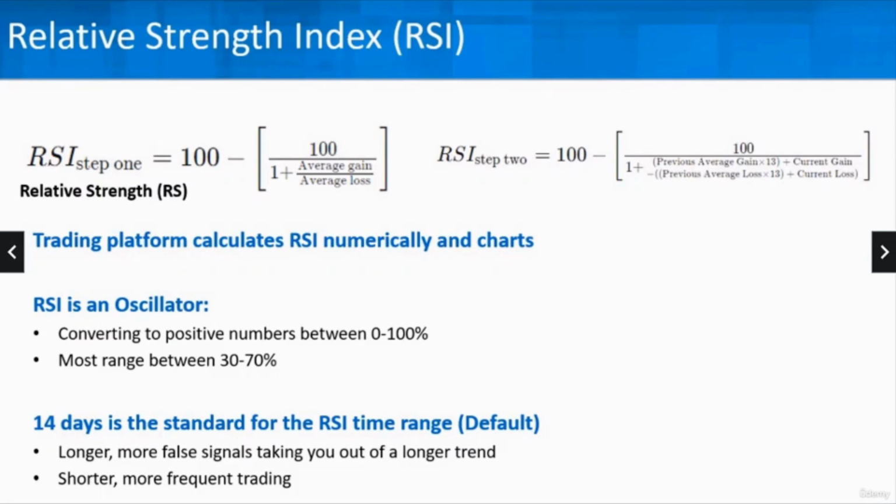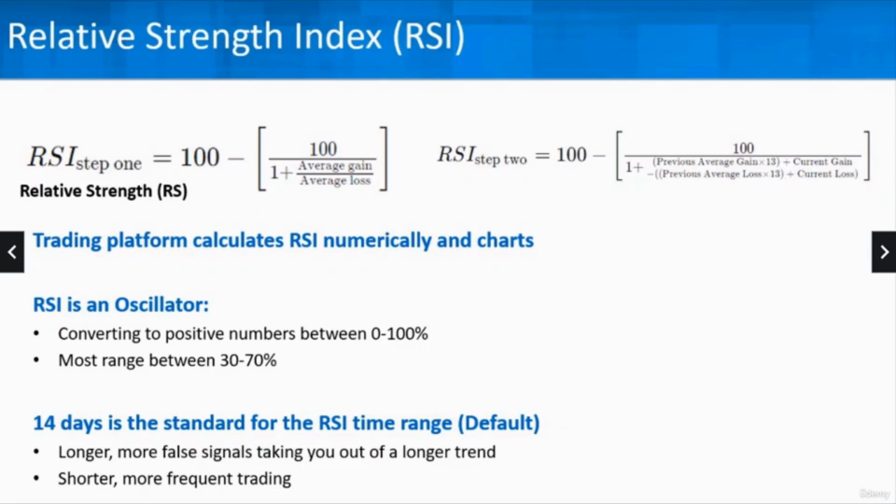You could use 14 periods, so it could be 14 hours, 14 minutes, whatever you might want to do. But the standard was built around days, which is 14 days as a standard for an RSI. If you go longer than that, you're going to see more false signals taking you out of a possibly longer trend. And if you go shorter, you might experience more frequent trading because it's going to give you signals to buy, sell, buy, more frequently.